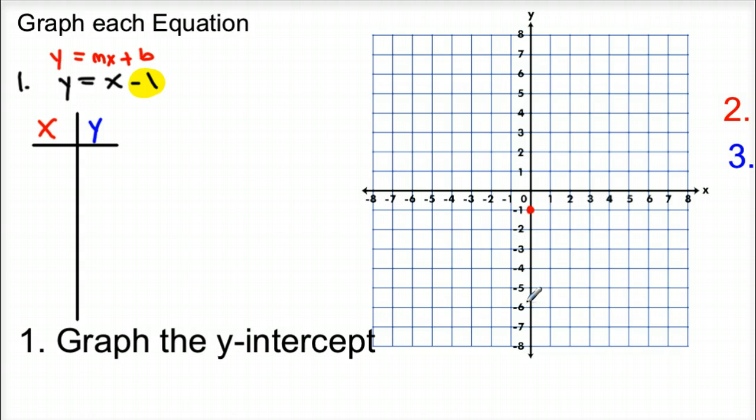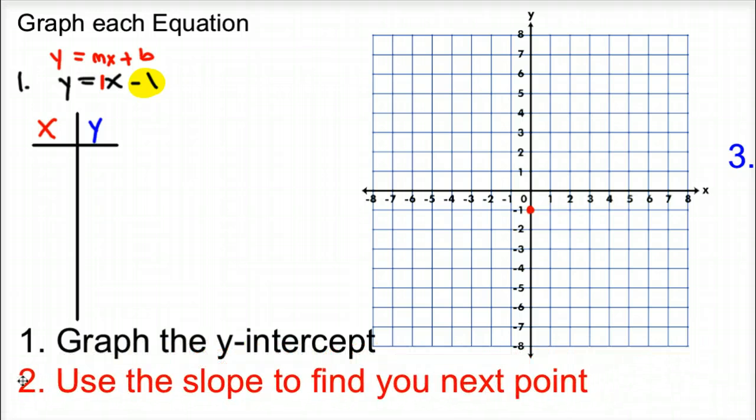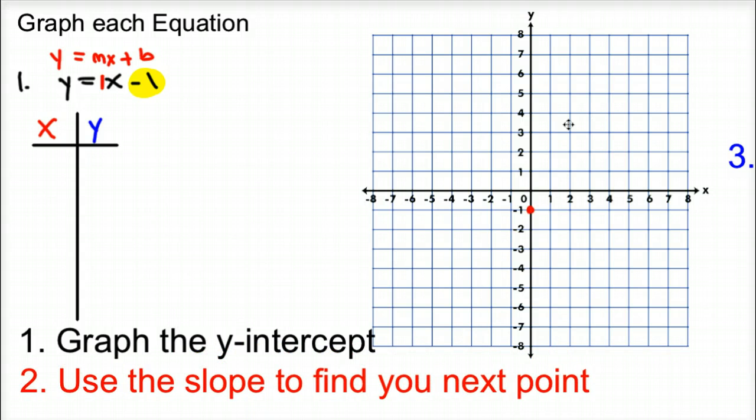Now where do I move from here? Well, my slope is going to tell me. What is the coefficient in front of the x here? Technically we don't see any number in front of the x. When there is no number there, we have to assume there's a 1. So that 1 becomes my slope. Now we're going to use our slope to find the next point on our graph. If your slope is a whole number, it does not have a fraction, let's create a fraction. So we got b is equal to -1, and m is equal to 1. Let's make this a fraction, 1 over 1.